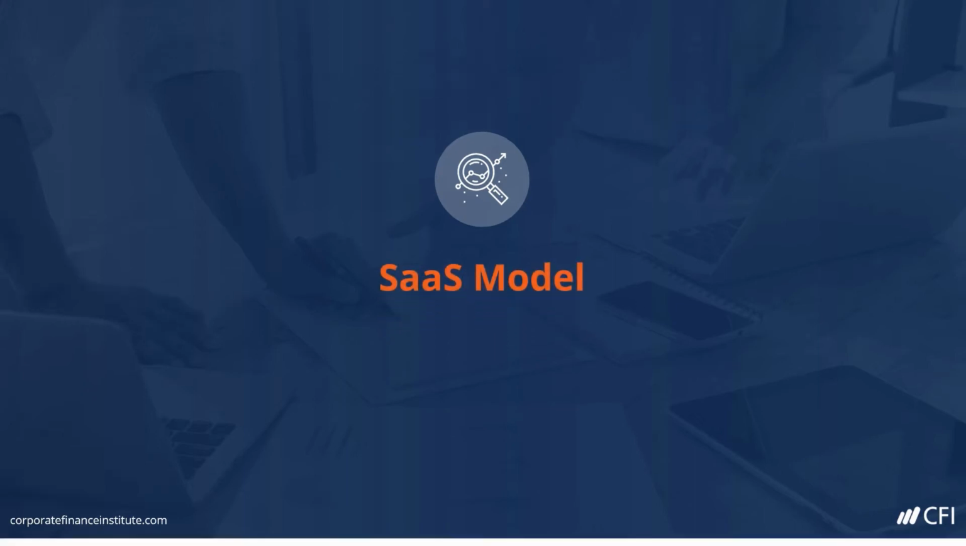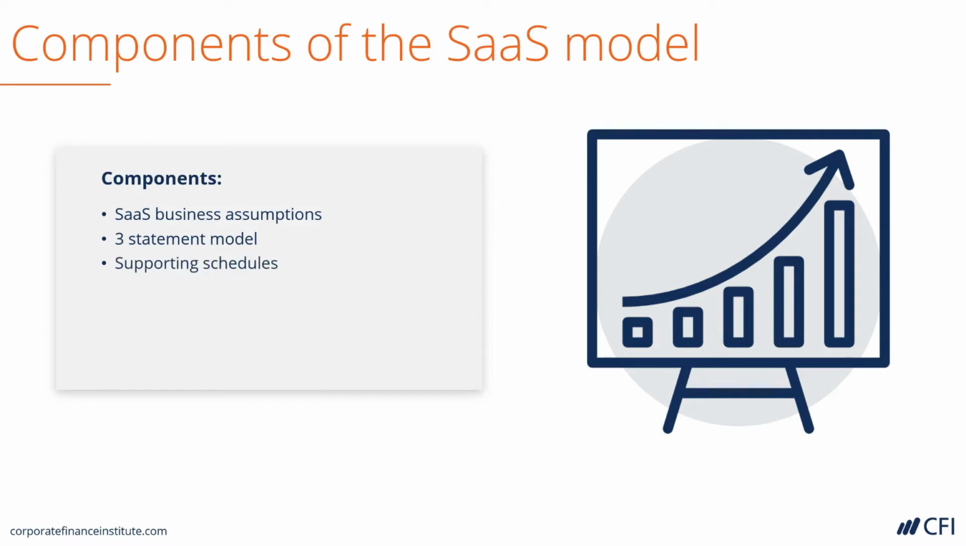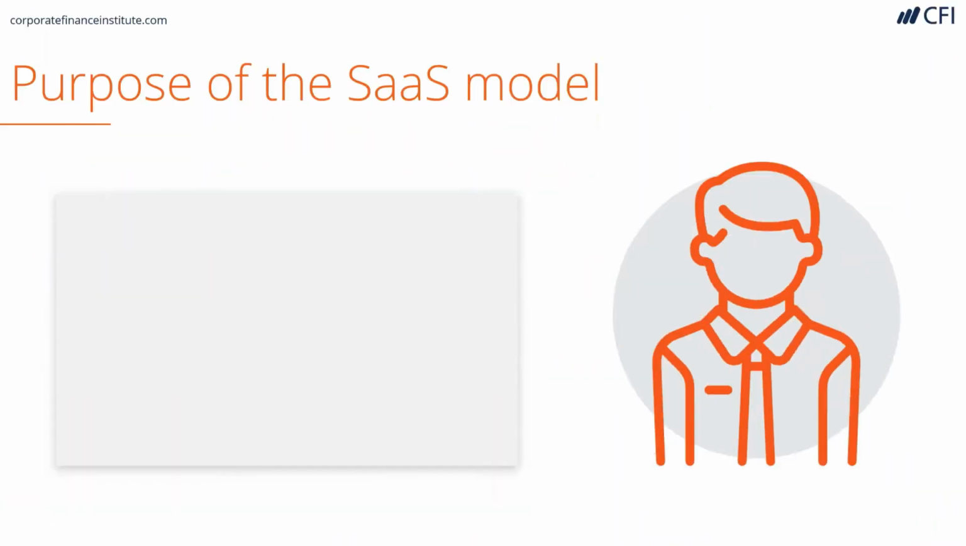SaaS Model. Let's take a look at the components of CFI's SaaS model. It has the key business assumptions that are required to drive the model. Then it has a traditional three-statement model built onto it. It also has supporting schedules that are required, such as fixed assets and debt. It includes customer metrics, which are very important for evaluating a SaaS business. It has a valuation section where we can determine what it's worth with a net present value calculation.